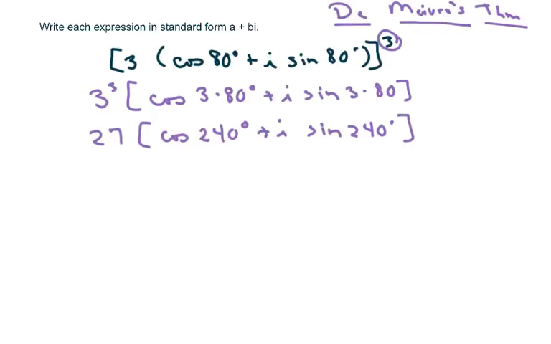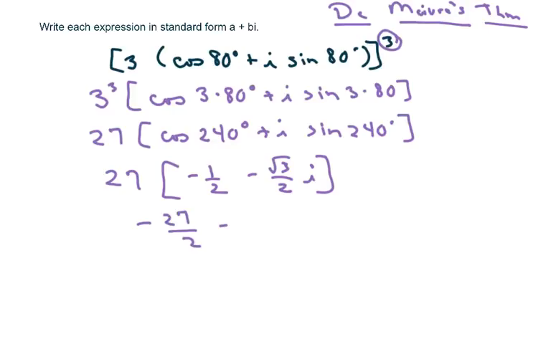Alright, and this is going to give you 27, and cosine of 240 is negative 1/2, plus sine of 240 is negative square root of 3 over 2. So I'm going to go ahead and at this time just make this negative square root of 3 over 2i. And then we're simply going to multiply through by 27. So we get negative 27 over 2 minus 27 square root of 3 over 2i. And that's your final answer.